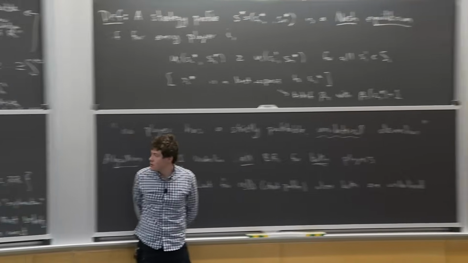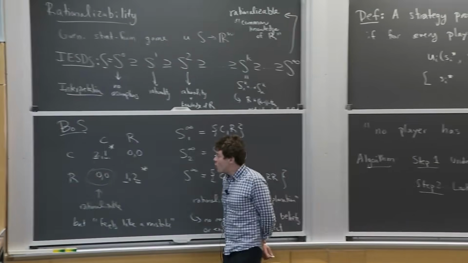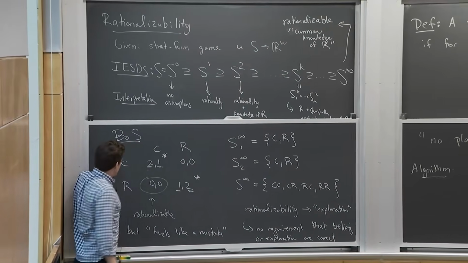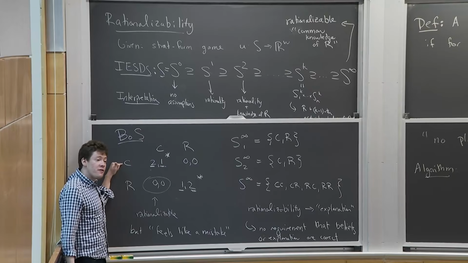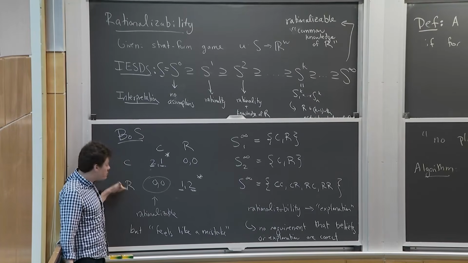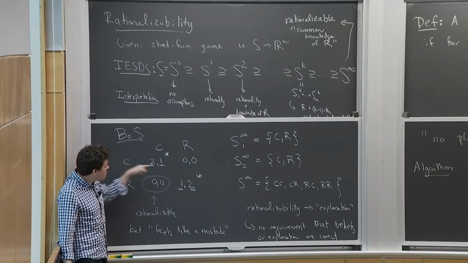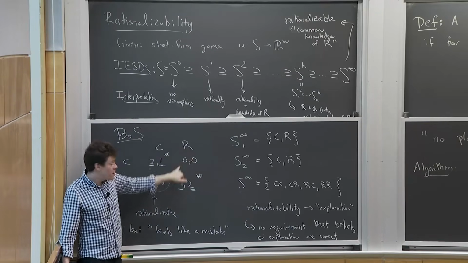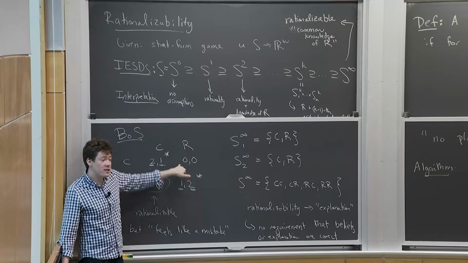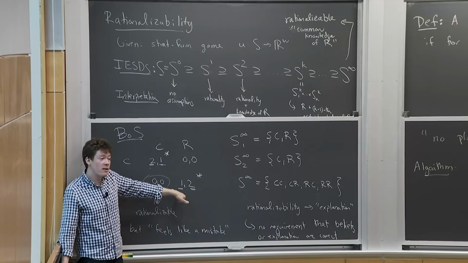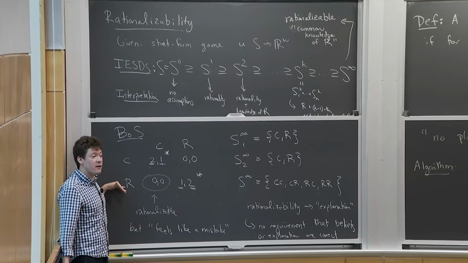Any thoughts? Well, let's go through for player 1. Let's check. Is C a dominant strategy for player 1? That is, does C always do better than R and sometimes do strictly better? Well, no, because if the other player plays R, then C does worse than R. C gives me 0, and R gives me 1. So C does not weakly dominate R.